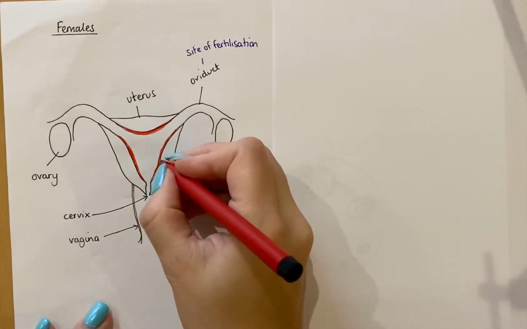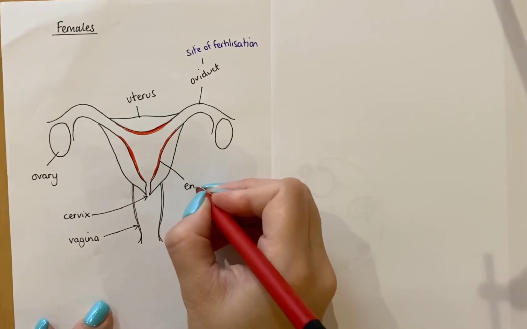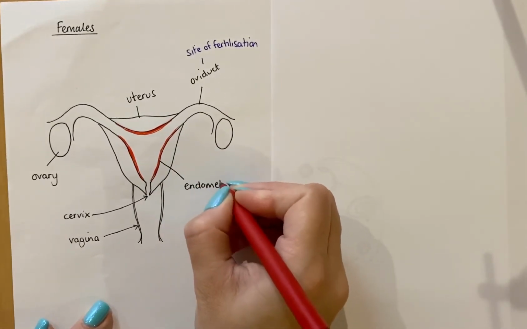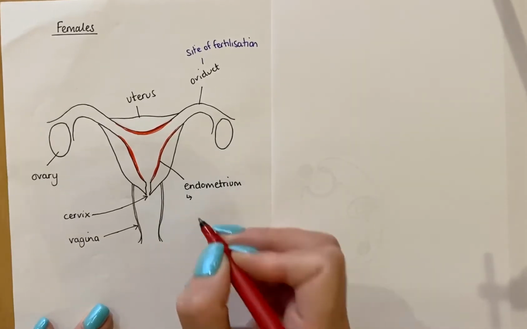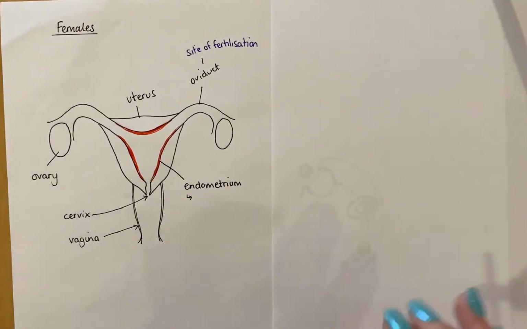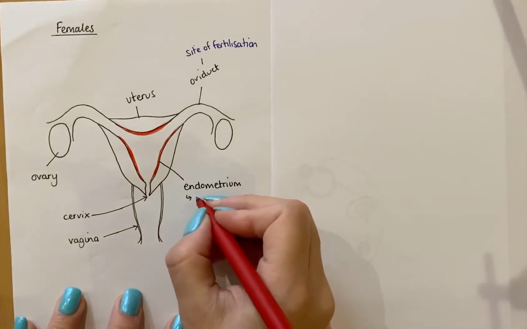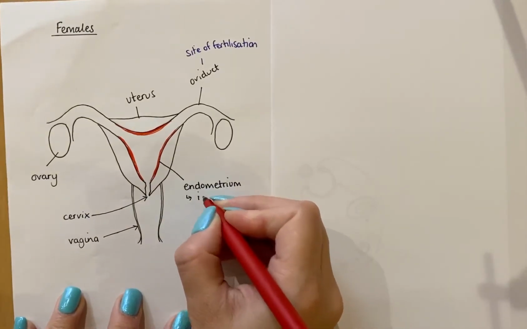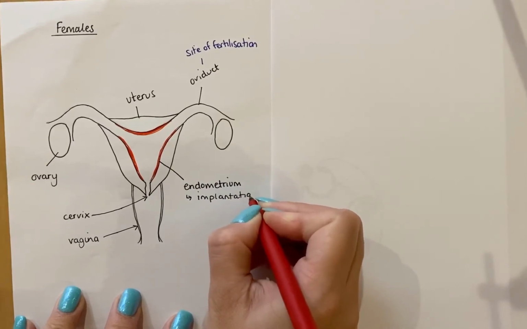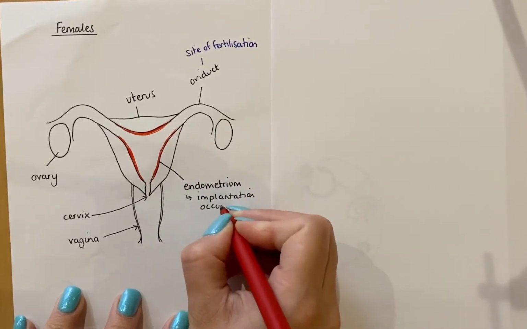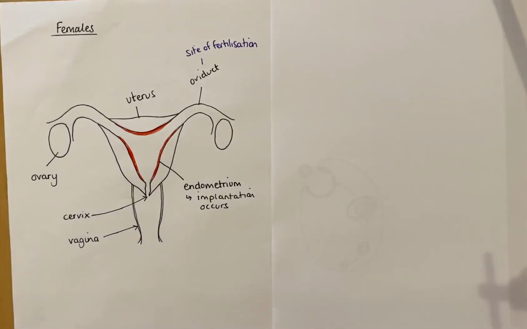Now that endometrium, there's a specific function to that. Now it allows for implantation, so it is where that embryo that would be produced following fertilization and then division would then stick in. So that would be where implantation occurs. And that implantation is implantation of the embryo.